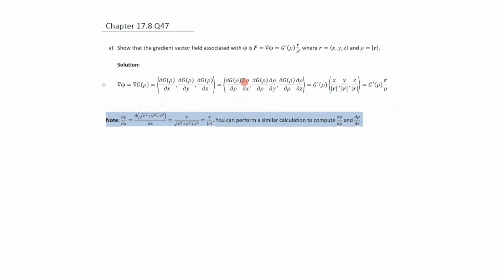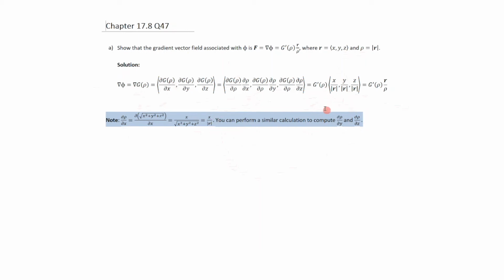If you look at these two multiplied together, you'll end up with a factor of g prime rho x over the magnitude of r. And I've shown down below how that's achieved. So for instance, the d rho by dx term here, that means you're taking the derivative of this with respect to x. This is equivalent to x over the square root of x squared plus y squared plus z squared. But this is just the magnitude of r. So this is a condensed form of d rho dx. And you can perform a similar calculation to compute d rho dy and d rho dz. You'll just have y over the magnitude of r and z over the magnitude of r.